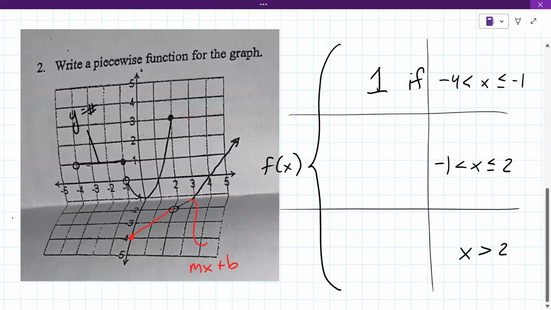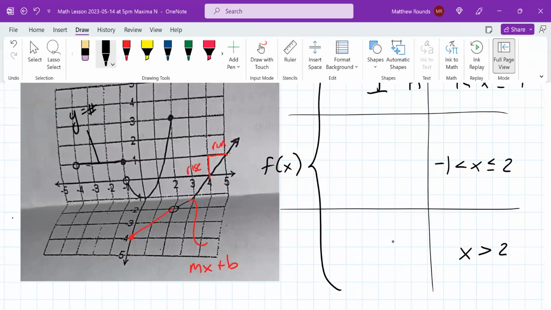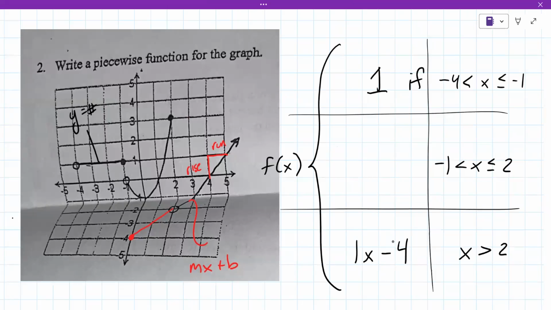Is it across two and up two? Yeah, or up one, right one. So the slope is 1. So it's 1x minus 4. The 1 is the slope. The minus 4 is where it hits. Okay.